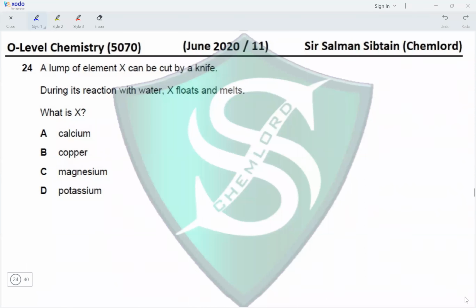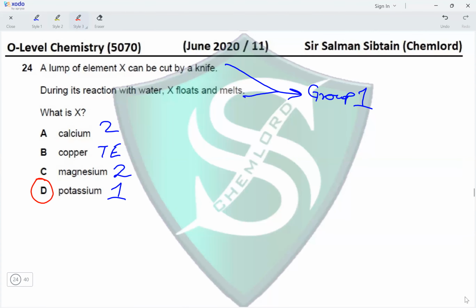Question 24. A lump of element X can be cut by a knife, and during its reaction with water, X floats and melts. Both of these properties belong to group 1 metals. So, what is X? X cannot be calcium because calcium belongs to group 2. Copper is a transition element. Magnesium again belongs to group 2. Potassium belongs to group 1. So, this makes option D the correct option for this question.